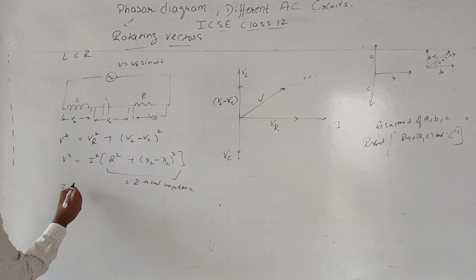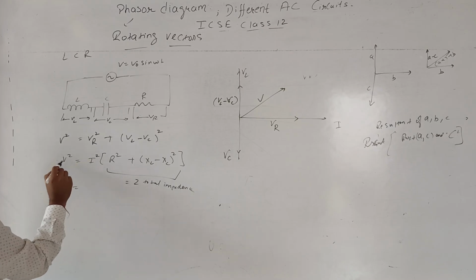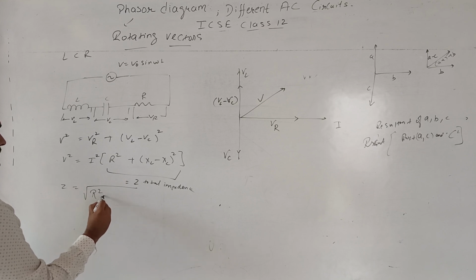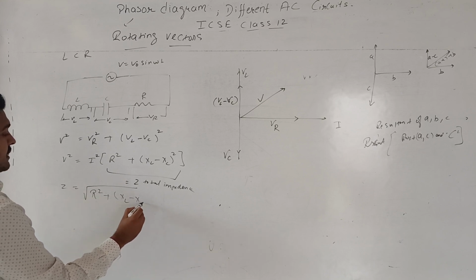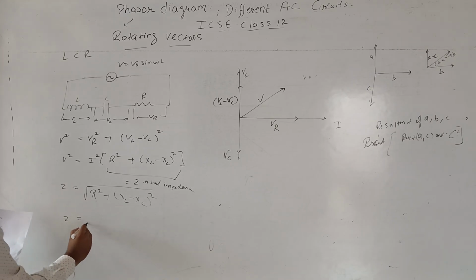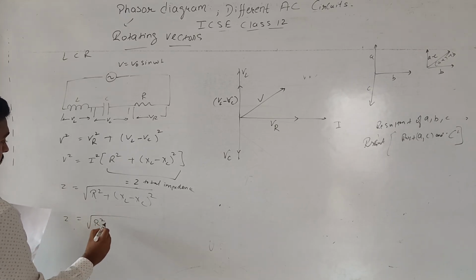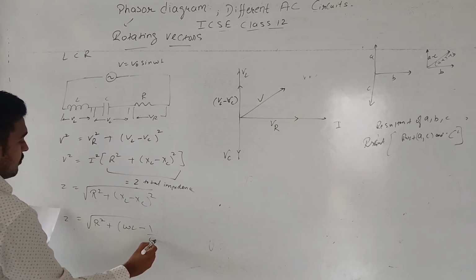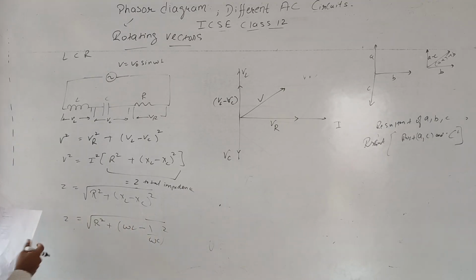So the impedance of this circuit is the square root, because this is V squared, we will get the square root. Z is equal to the square root of R squared plus (XL minus XC) whole squared. This is the impedance of the circuit. This can also be written as Z is equal to the square root of R squared plus (XL is omega L minus XC is 1 by omega C) squared. So this is the impedance of this LCR circuit, the total impedance of the LCR circuit.